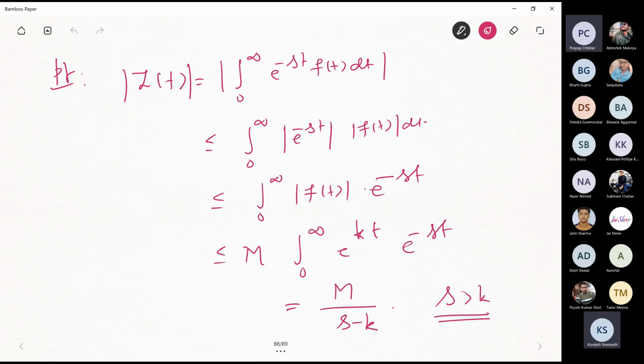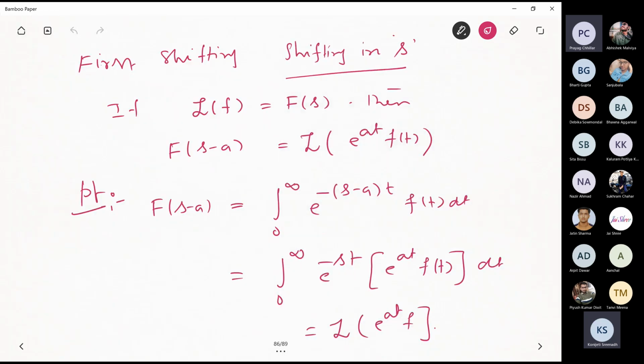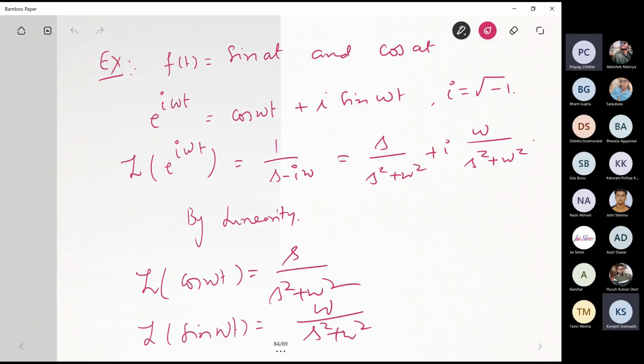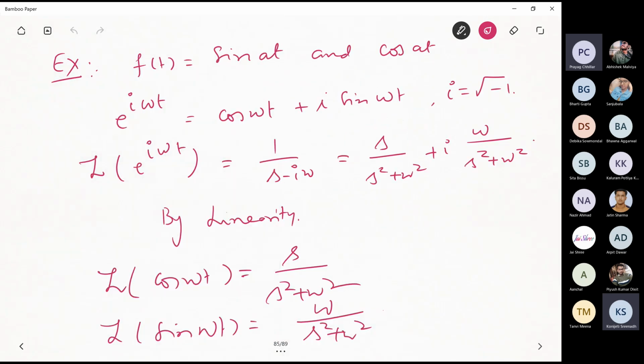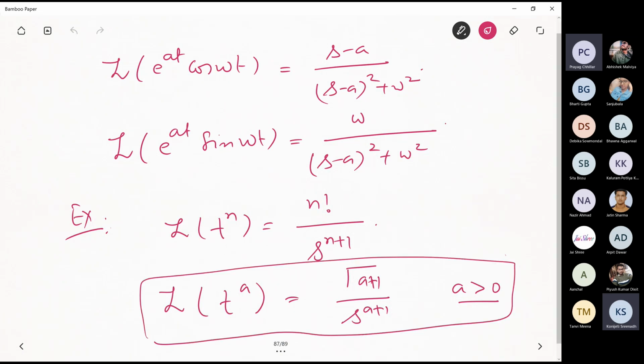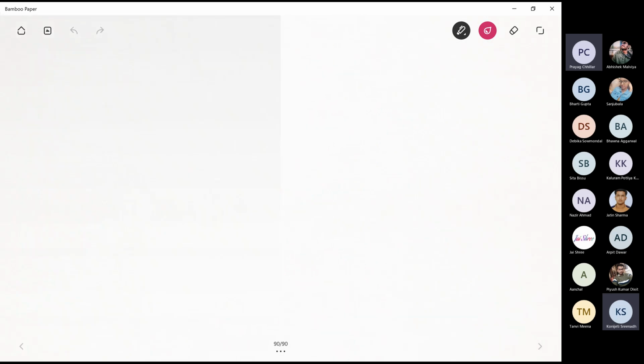Again, this theorem is only a sufficient condition. It is not a necessary condition. We have seen one example already, which I said you compute: the Laplace transform of t^a, where I said a greater than 0. In fact, you can write it for a equals minus 1 by 2. So this is only sufficient, not necessary.